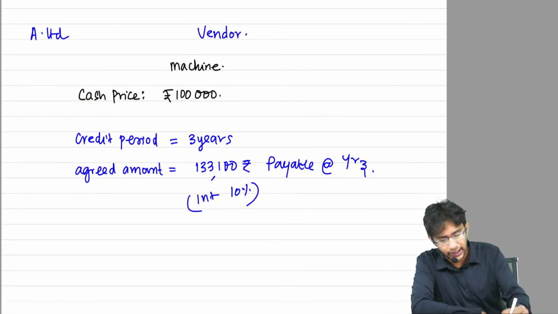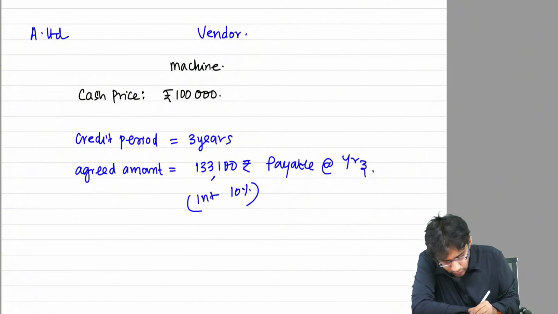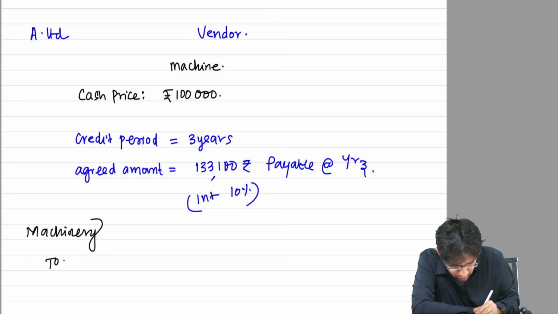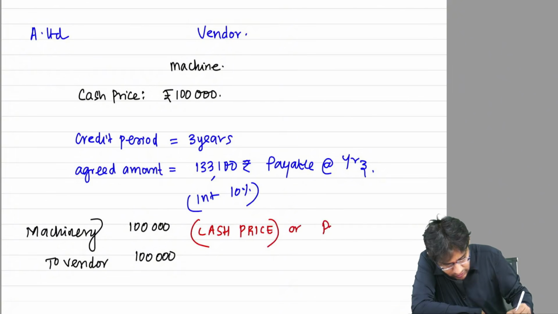Now, if you are A Limited, what entry will you write for this transaction? You purchase the machinery right now. So your entry will be machinery account debit to vendor with an amount of 1 lakh and 1 lakh. You have to record this only at cash price. Or sometimes cash price will not be directly given to you. In that case, you will use present value.